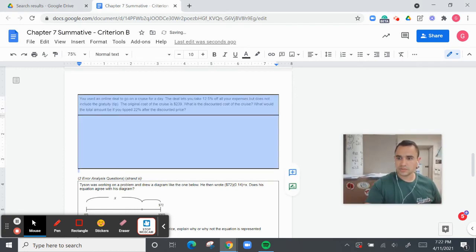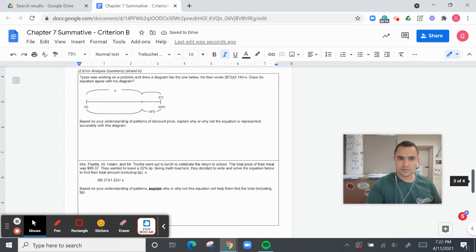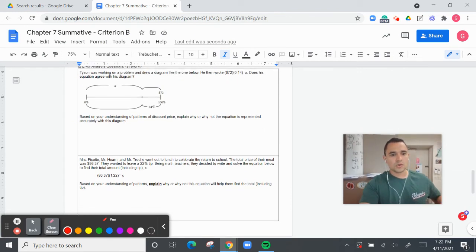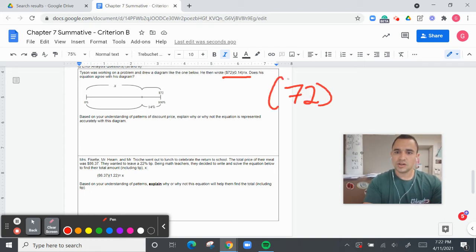I want to scroll down. Scroll down, there we go. And this is it. This is the error analysis. So here it says, we had some people get confused on this. There was a diagram and an equation. Here's the equation. I'll rewrite it just as big. $72 times 0.14 equals X.